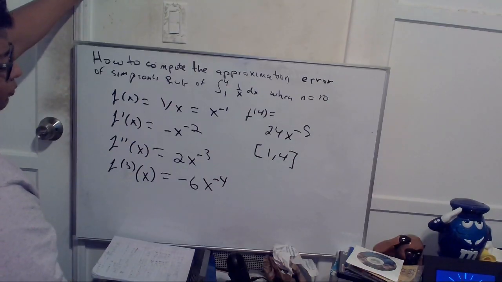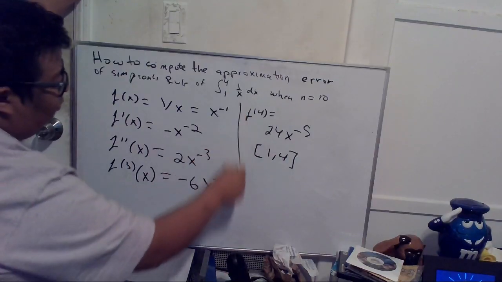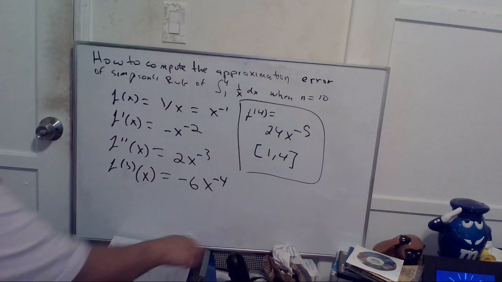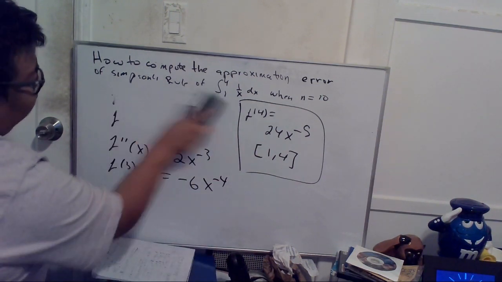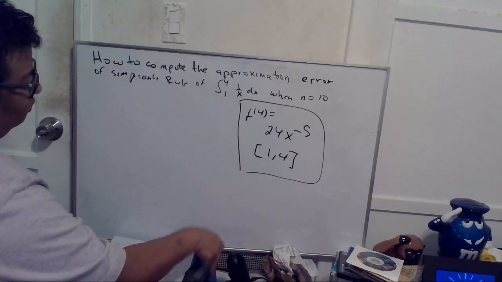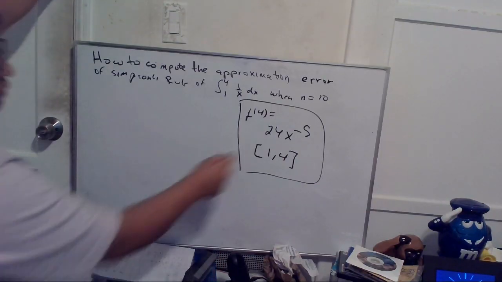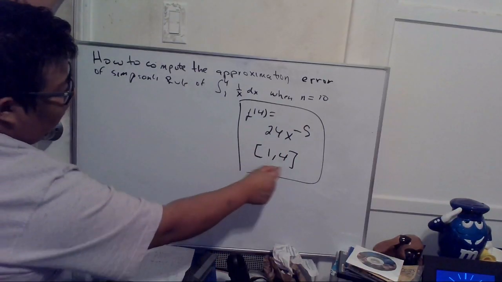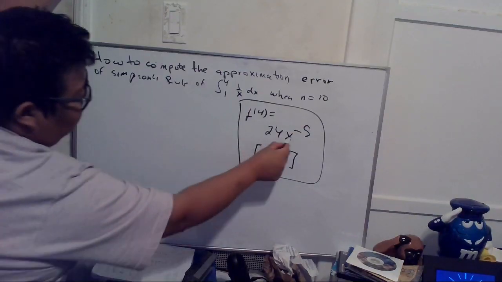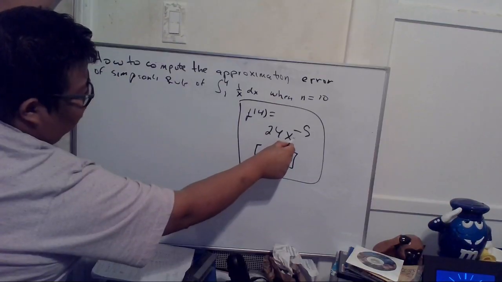So we have this here, and we need to find the maximum. That's the next step. How do I find the maximum of a function? If you look at this function in the interval 1 to 4, when is it going to be the highest value? That's going to be when x is the lowest.